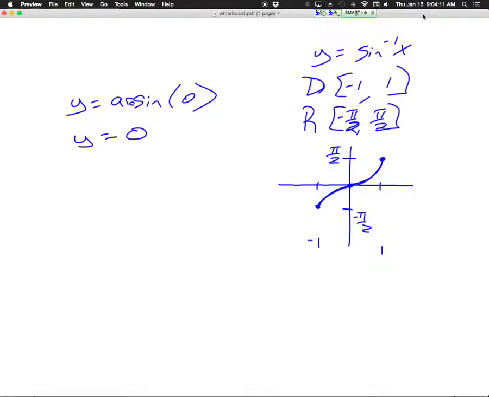Alright. Yes, Bruce. If you use arc sine like that, is it always going to be a quadrantal angle, or does it matter? No, it just happens to be that way. Good question.